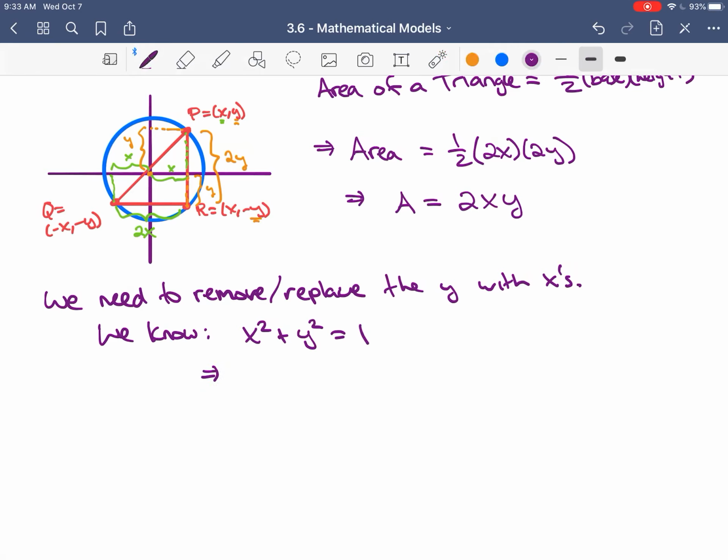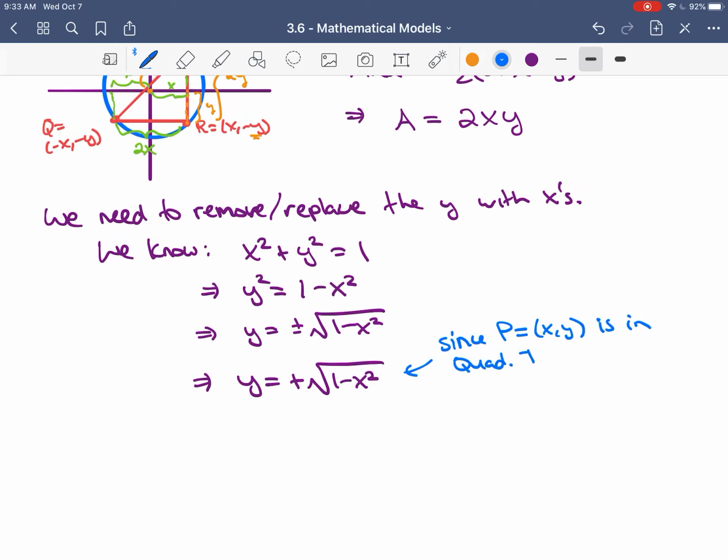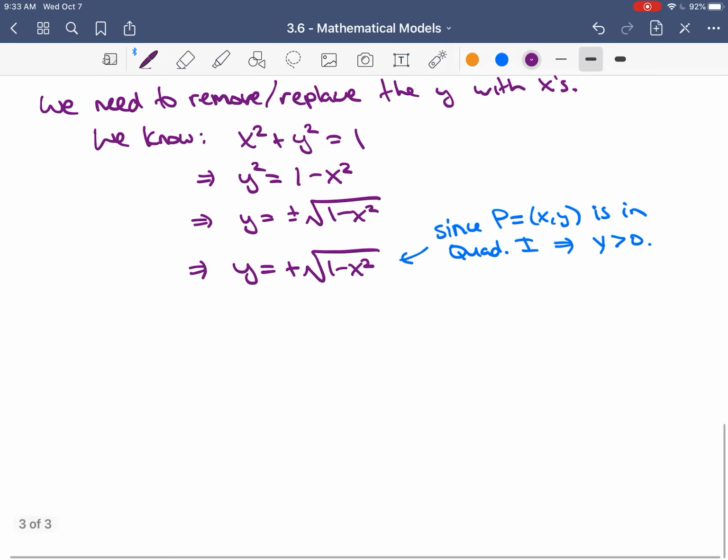So if we solve this for y, that means y squared is 1 minus x squared, which means that y is plus or minus the square root of 1 minus x squared. And then we know because P is in the first quadrant that y actually has to be the positive square root. Since P equals (x, y) is in quadrant 1, that implies that y is bigger than 0. So x and y are bigger than 0. So that's why that happens.